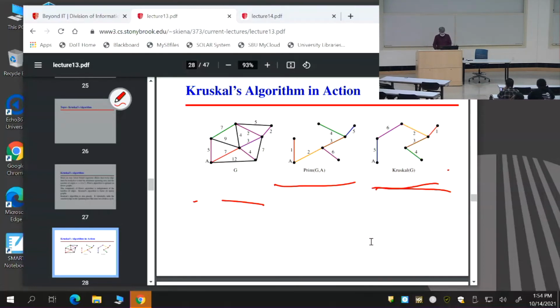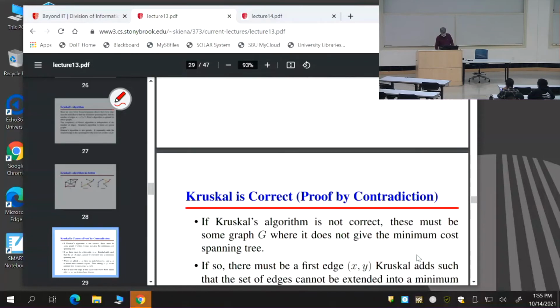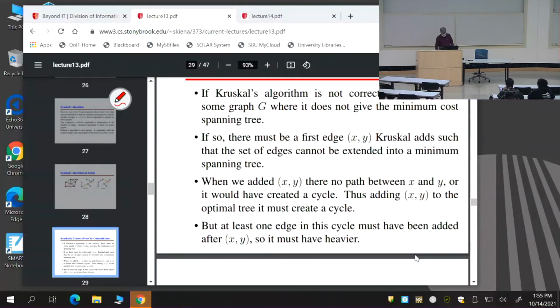Any questions? For what it's worth, I had Kruskal's son in an algorithms class when I was in grad school. Doesn't make much difference, but that's true.